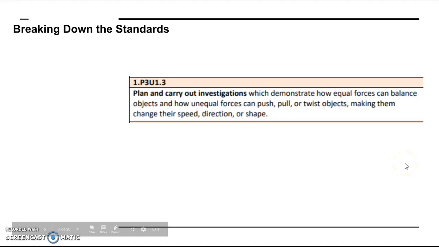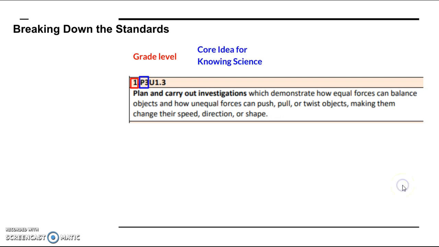Each standard was written at the intersection of a cross-cutting concept, a disciplinary core idea, and a science and engineering practice. When you look at the coding of the standard, the first part is the grade level. So this example is a first grade standard. The second part of the code is the core idea for knowing science.